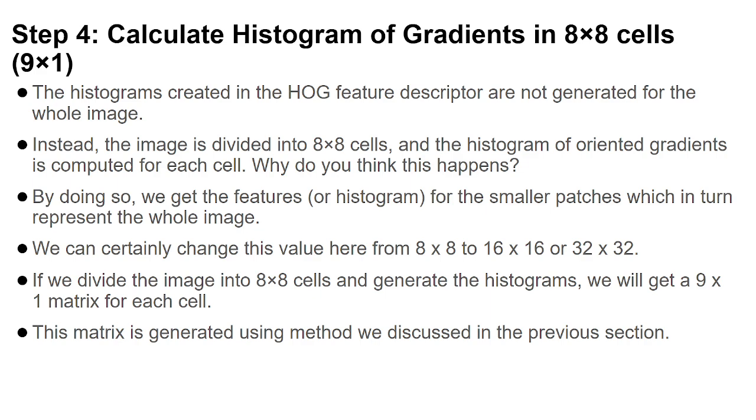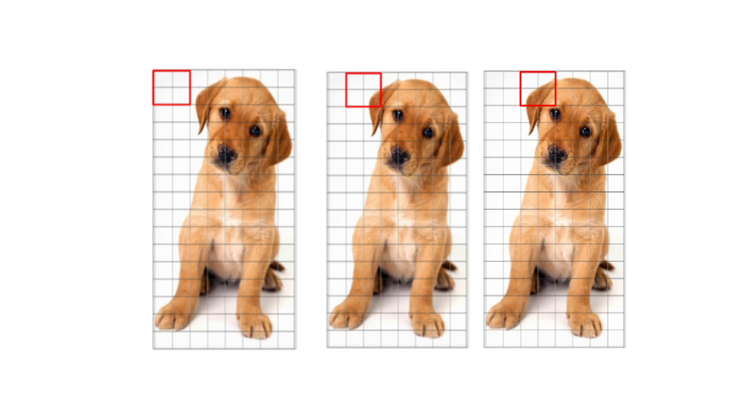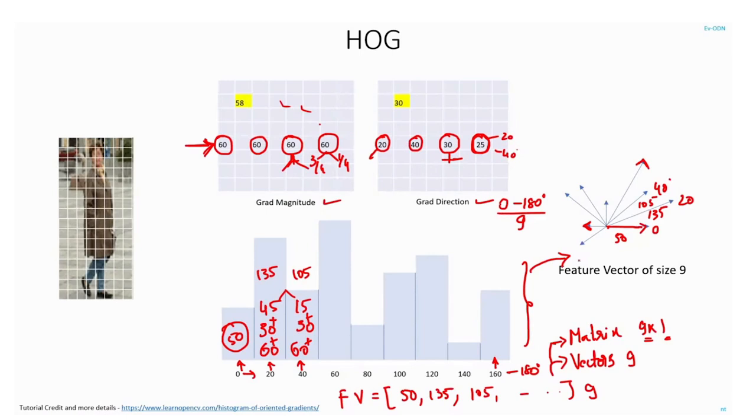So we calculate the histogram of gradient with 8 by 8 cells and normalize the gradient with 16 by 16 cells. This means that for a particular picture, some portions of the image might be very bright compared to other portions. We cannot completely eliminate this from the image, but we can reduce this lighting variation by normalizing the gradient by taking 16 by 16 blocks. Here is an example that explains how the 16 by 16 blocks are created, with gradient magnitudes, directions and feature vectors.